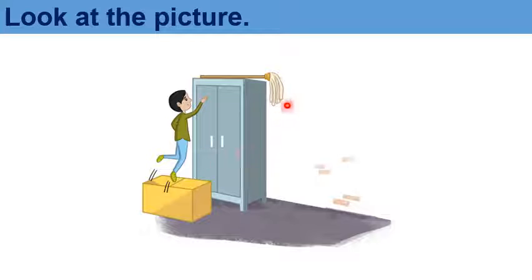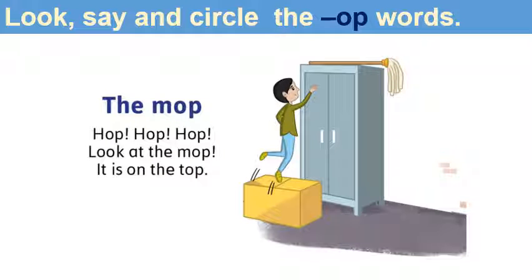Okay, how to get the mop? The boy has to hop. Hop. So, mop on top and the boy hop. All right. So, let's now say and circle the op words.